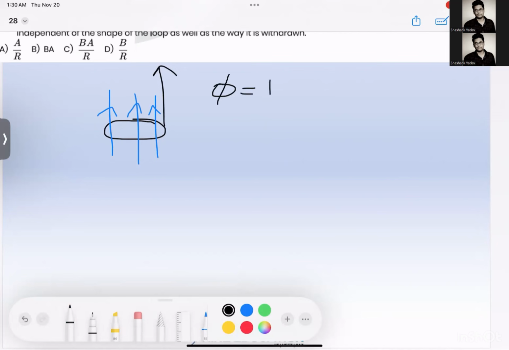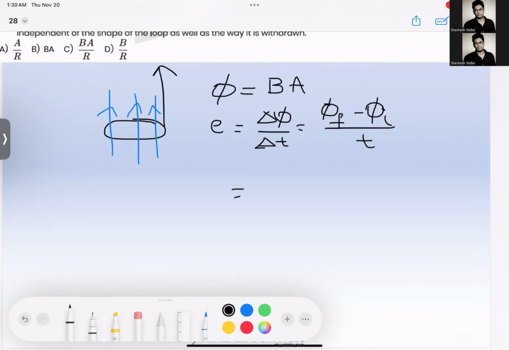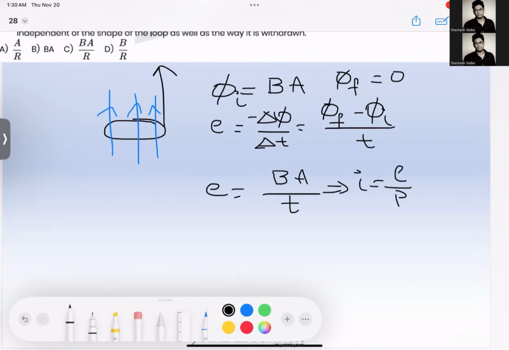Flux is calculated here as B into A, and EMF is calculated as rate of change of flux, delta phi by delta t. That means phi final minus phi initial by time taken, let's say is t. Here change in flux is going to be simply, initially it is going to be BA and finally it is going to be 0. Therefore, the change in flux is simply BA minus of BA. So BA by T. If this is the flux, then we can write I is equal to E by R. Therefore, it is going to be B into A by R into T.